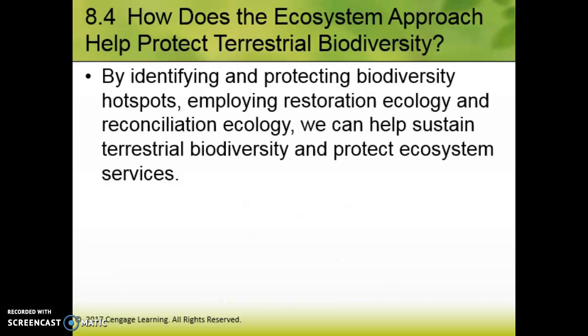So how does the ecosystem approach protect land-based biodiversity? Okay, so we're going to find hotspots. We're going to say, okay, these ecosystems are really important, so let's fix those ecosystems. We're going to use restoration ecology, so we're going to fix broken ecosystems. We're going to use reconciliation ecology. We're going to try to mimic nature and align with nature as best we possibly can. And then through all of those things, we can sustain biodiversity and protect ecosystem services.